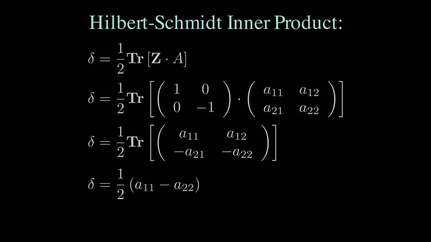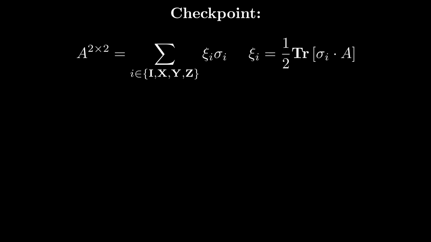Now that we've done this a few times, it would be good to revisit our expression for the matrix A in terms of the Pauli matrices. We can concisely write this as a sum over the set of our 4 Pauli matrices, with each multiplied by a coefficient specific to that term. We now know that we can calculate that coefficient by evaluating the Hilbert-Schmidt inner product of the ith Pauli matrix and our input matrix A.